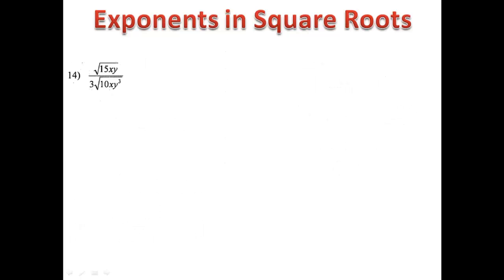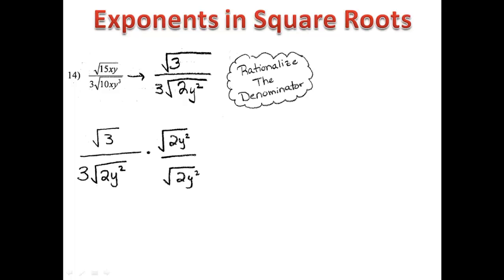Let's take a look at one last example. This is a fun one. Well, I take a look at it, and I can begin by reducing the 15xy and the 10xy to the third. That gives me a square root of 3 on the top and 3 square roots of 2y squared in the denominator. I can't leave a square root in the denominator. I have to rationalize. And so I multiply both the numerator and the denominator by the square root of 2y squared.